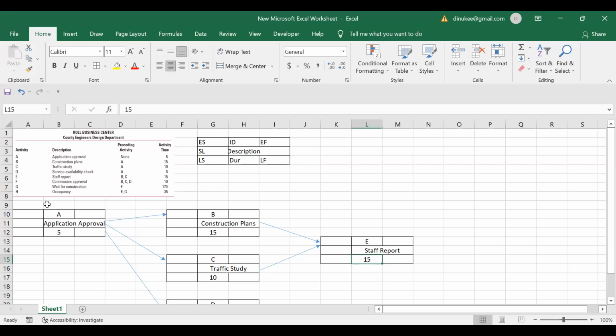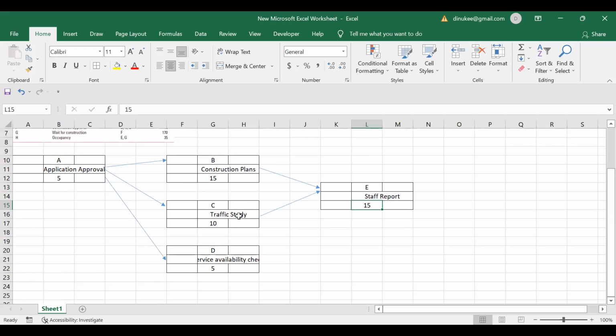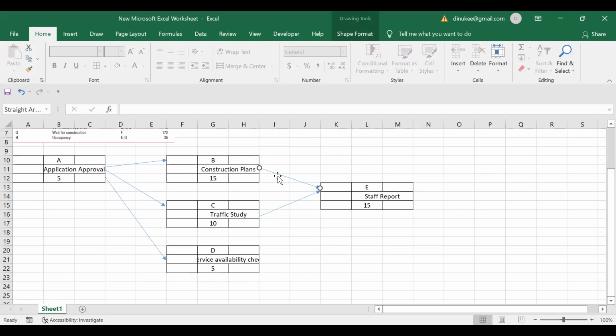Right? So the next one is activity F. The activity F means the commission approval. Before starting the activity F, you have to finish B, C and D. All these three activities need to be completed before starting your F activity. That means the arrow should go from where? The arrow should come from B, C, D. There should be three arrows coming before starting the F activity.